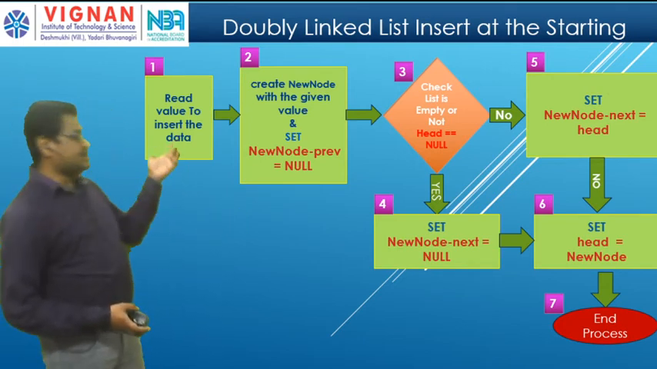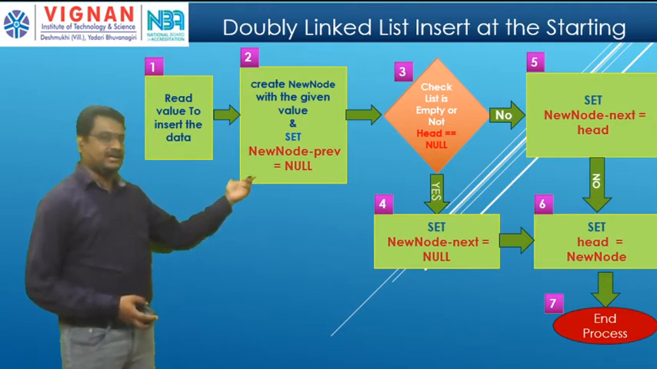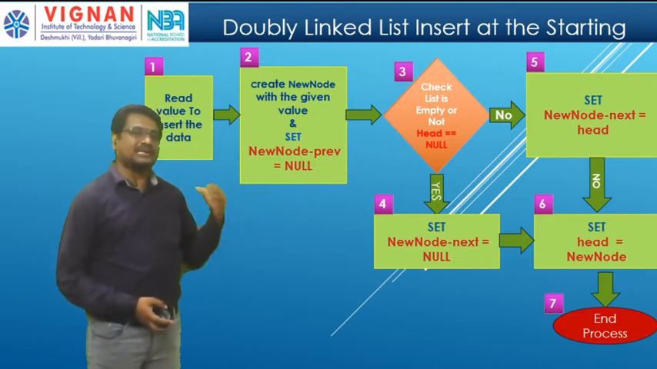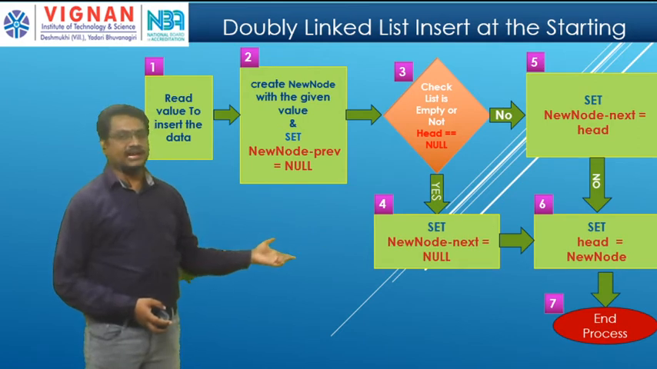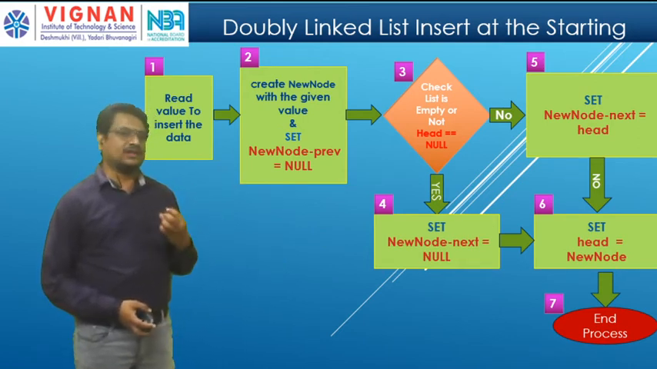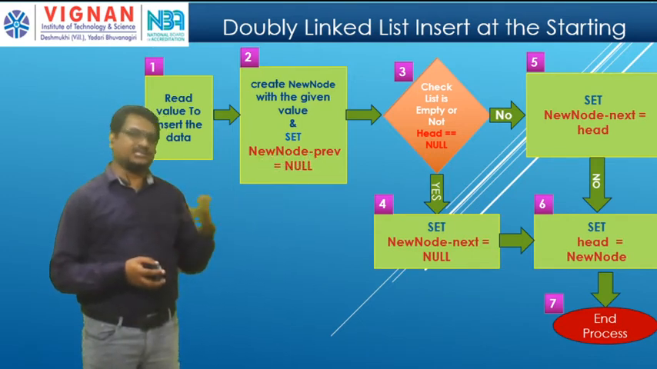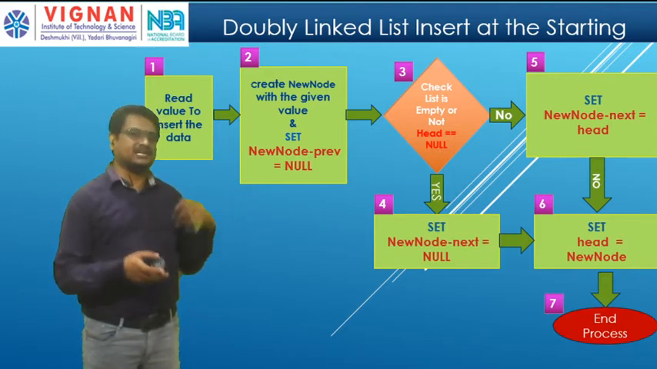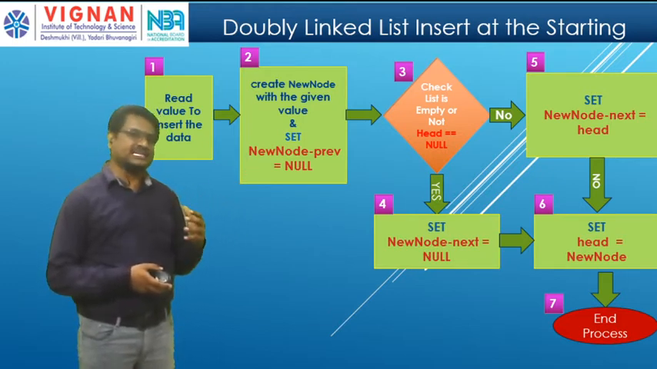In step one, I will read the data. In step two, I'm creating a node with the given data, and in step three I'm checking whether it is the lonely element or the linked list is empty or not. If it is empty, then I will make the new node the head. If elements are available in the linked list, I will go to the fifth step. In the fifth step, I'm creating that node at the starting, and I will make it the head, and the previous head will become the next element of the head. This complete process we discussed in the previous class.